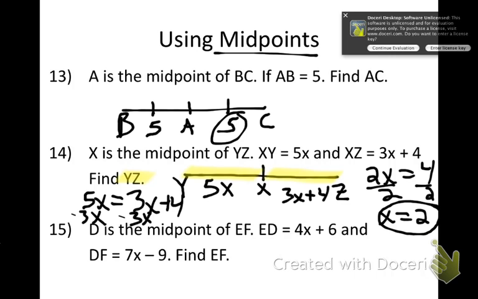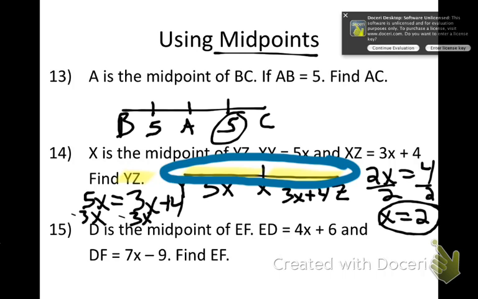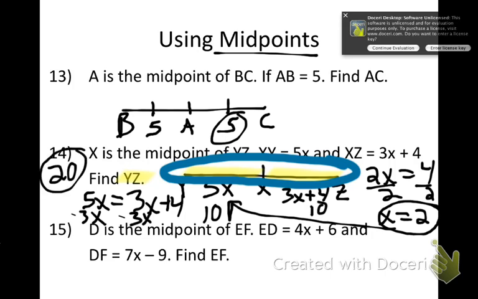Okay. Now, question says I need to find YZ. Well, YZ is this whole distance right there. So I take 2, plug it in there. 5 times 2 is 10. I know my right side has to be what as well? Because they're congruent. My answer is 20. Nice job. Okay. Running out of time here, but you can try.